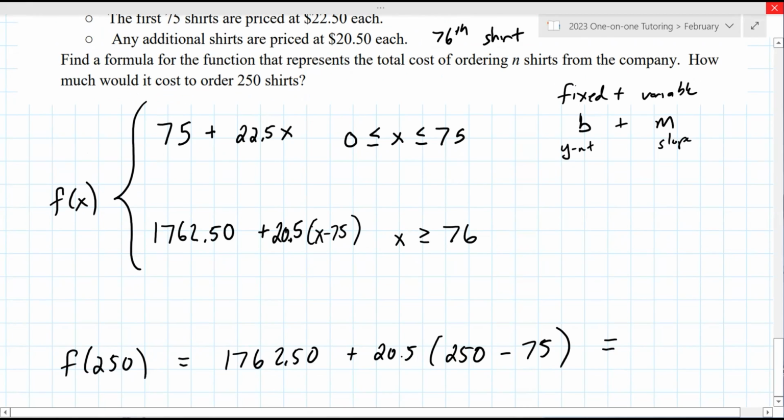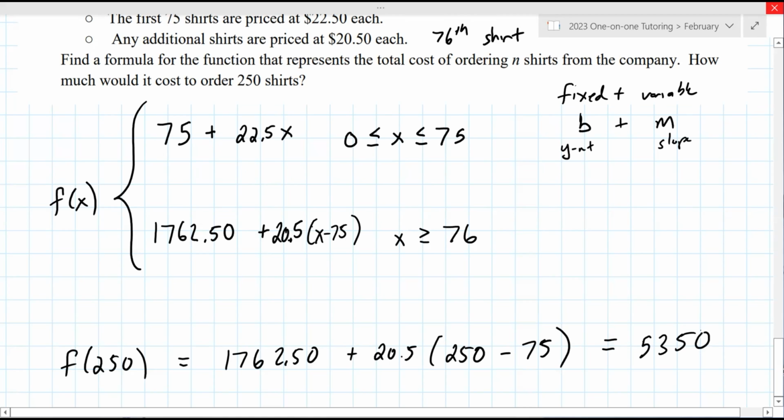You have a number for that? One on the calculator. 5,350. Yes.